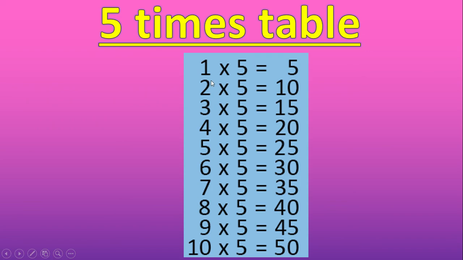Well done. Let's look at the 5 times table. 1 times 5 equals 5. 2 times 5 equals 10. 3 times 5 equals 15. 4 times 5 equals 20. 5 times 5 equals 25. 6 times 5 equals 30. 7 times 5 equals 35. 8 times 5 equals 40. 9 times 5 equals 45. 10 times 5 equals 50.